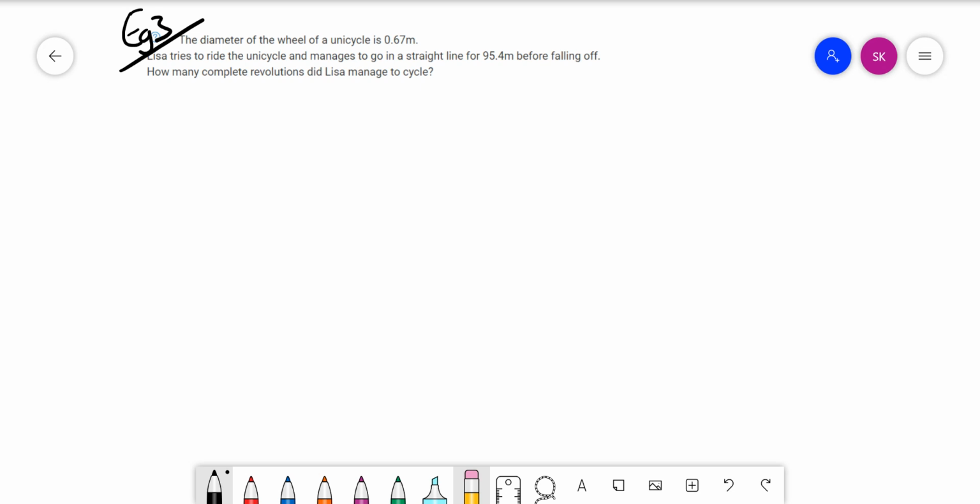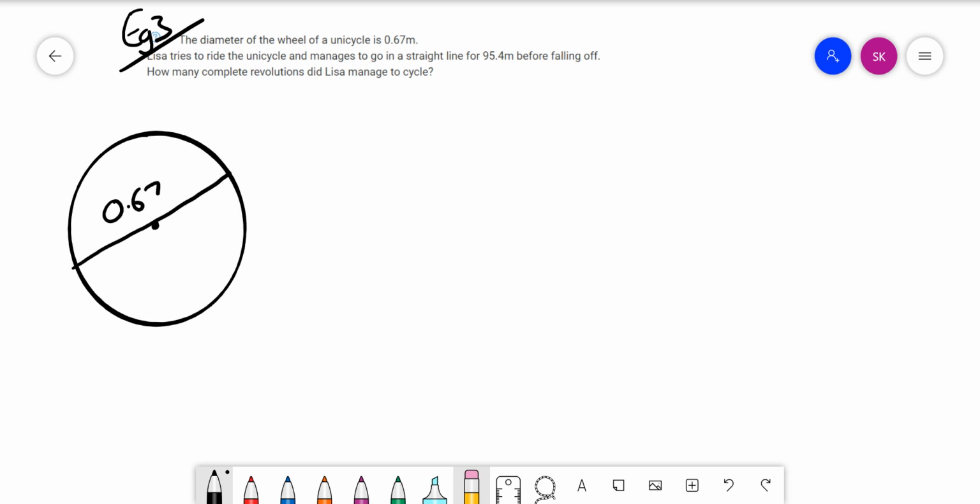So as always, a diagram. The wheel of a unicycle is 0.67 meters. It's always good to draw a diagram. Lisa tries to ride the unicycle and manages to go in a straight line for 95.4 meters before falling off. How many complete revolutions did Lisa manage to cycle? First of all, let's acknowledge she cycled further than Javid. I didn't think Javid did that badly, but Lisa's done better.